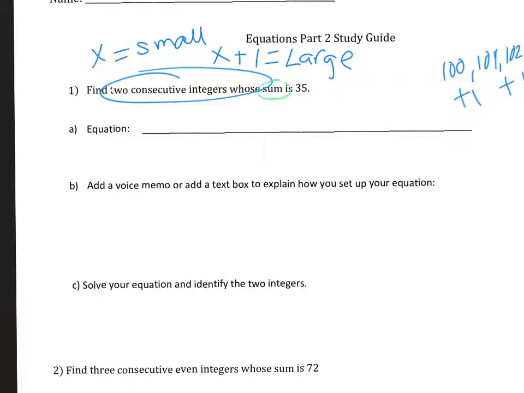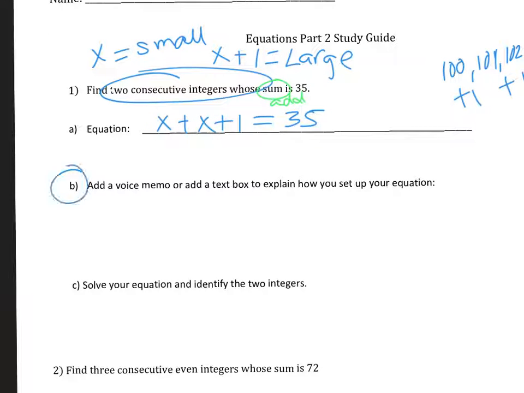The word sum implies that we are adding, of course, and then it needs to add up to 35. So we are going to take the first of the two integers, X, and add it to the second integer, which will be X plus 1, and those need to sum up to 35.